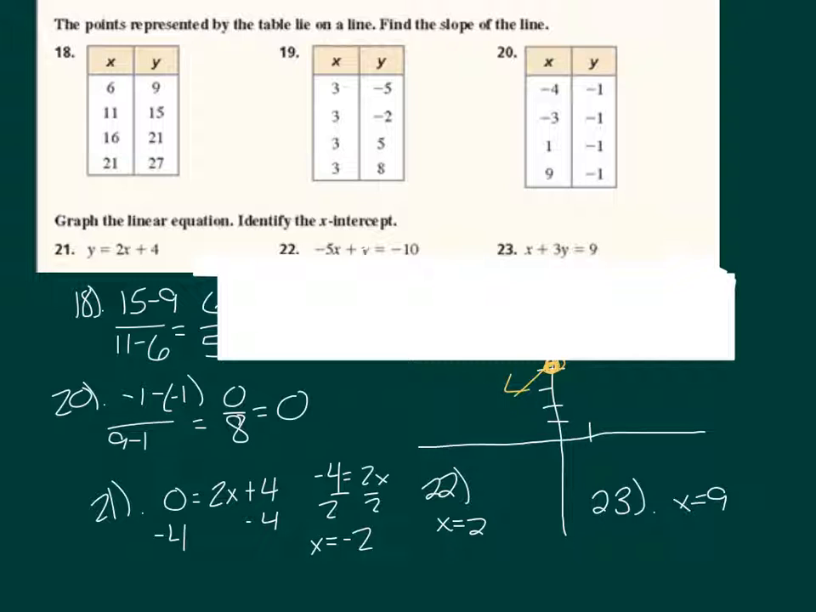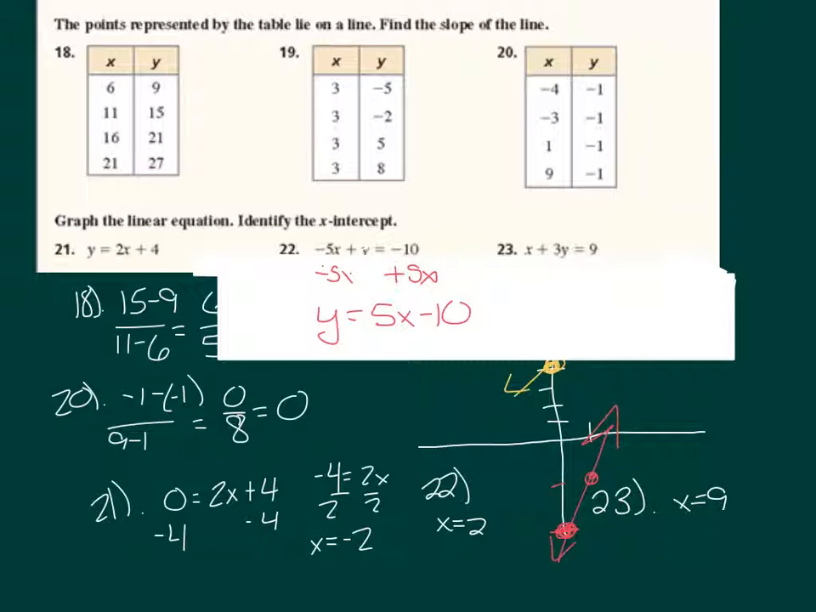Here we go. So if I add the 5x to the other side, I get y equals 5x minus 10. And my x-intercept would be negative 10. So down here at negative 10, and I would go up 5 and over 1. So my line would be steep, and it would look like that.